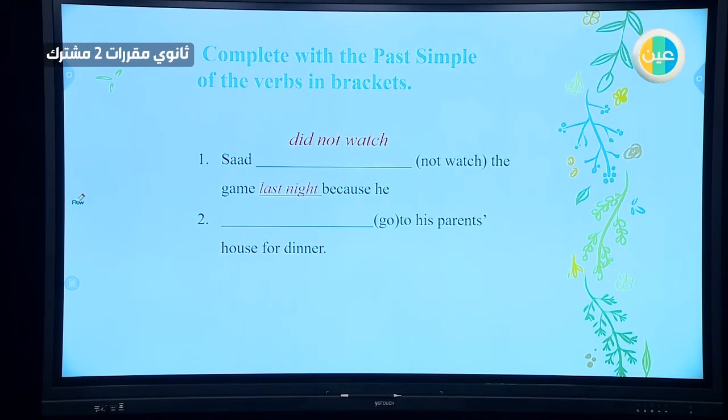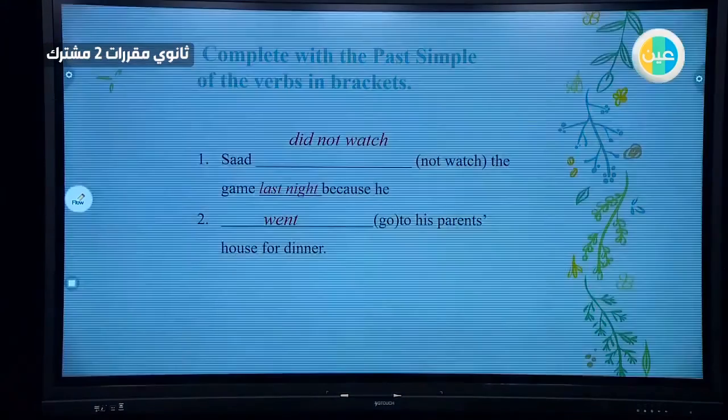Now look at the second sentence. Because he go to his parents' house for dinner. Also in the past, go will be he went. Okay? These are negative sentences, and a past sentence.